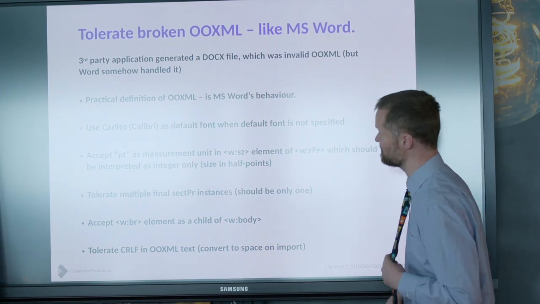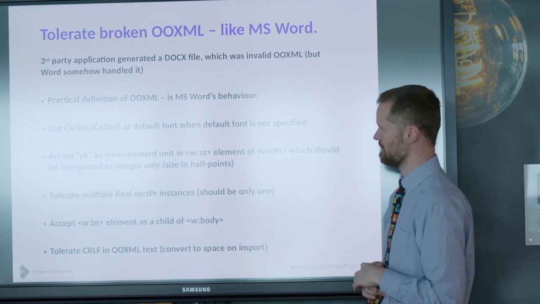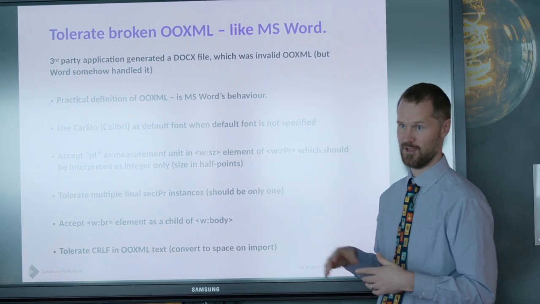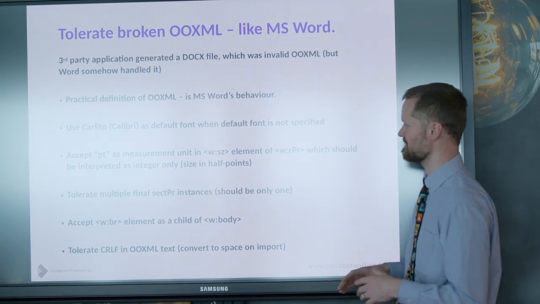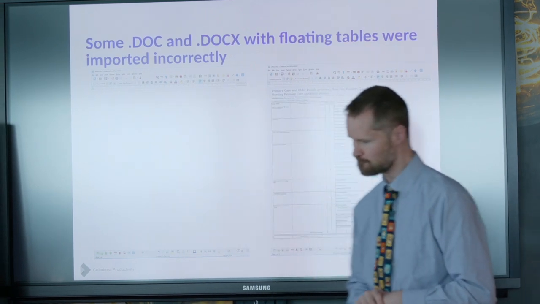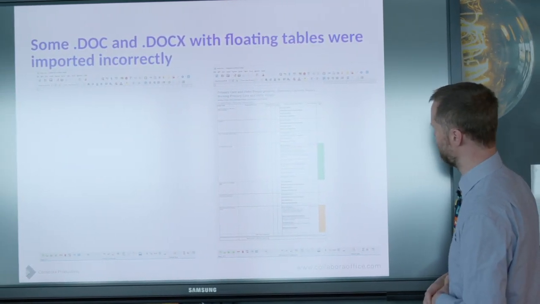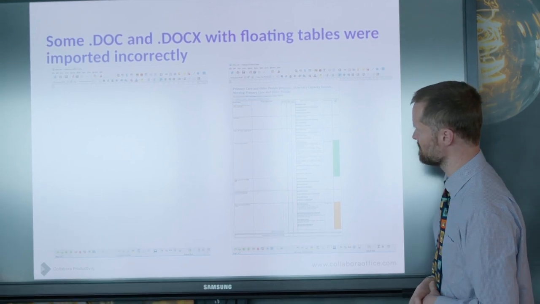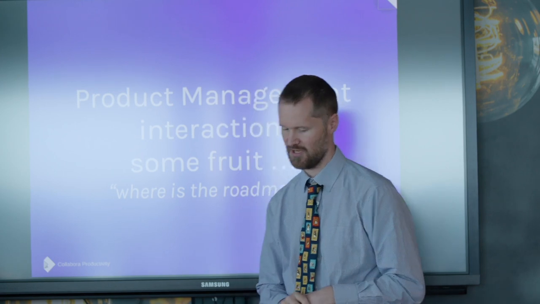Another third-party application generating docx files but having removed almost all of the content from it. So, you know, it's not a valid OpenXML file, but it turns out there's a whole load of random defaults behind the scenes that are used by Microsoft. Perhaps we should do those too. Yeah, some floating table nightmare problems being imported improperly. So, just getting a table is kind of nice.